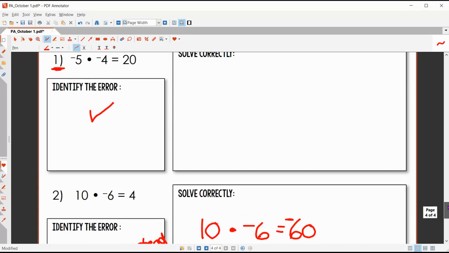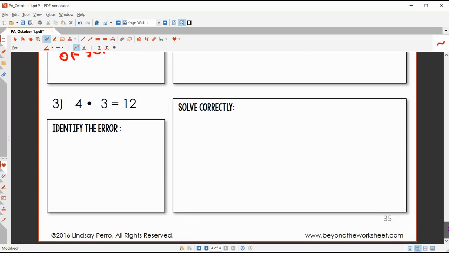And the last one, here we go. Negative 4 times negative 3 equals 12. That is correct. So keep practicing, and I know you'll do a great job.